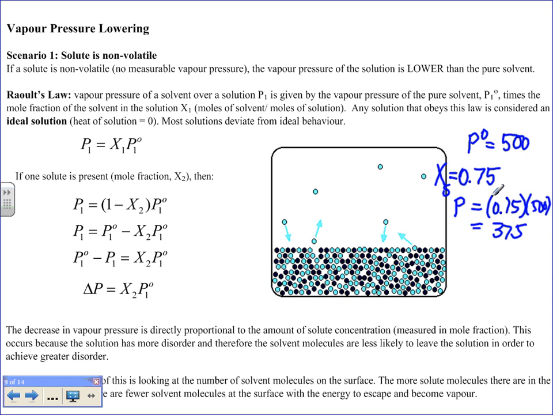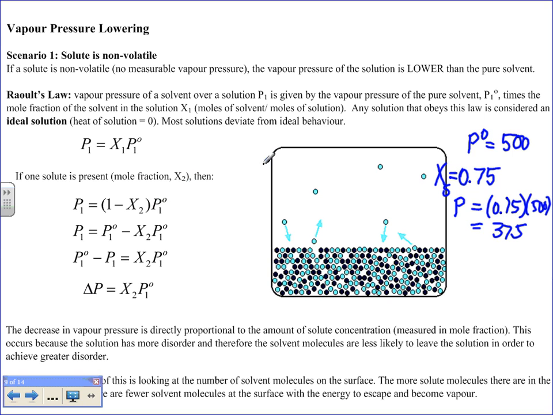So it's directly proportional to the amount of solvent. So if you've got 75% solvent in your solution, which is the equivalent of a mole fraction of 0.75, your pressure is going to be 75% of the pressure of the pure liquid. We can also consider the change in vapor pressure if we use the mole fraction of the solute present.